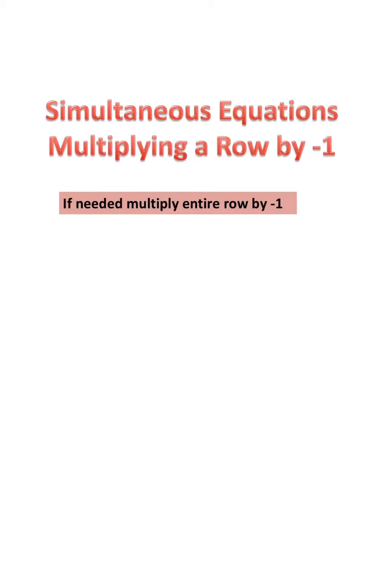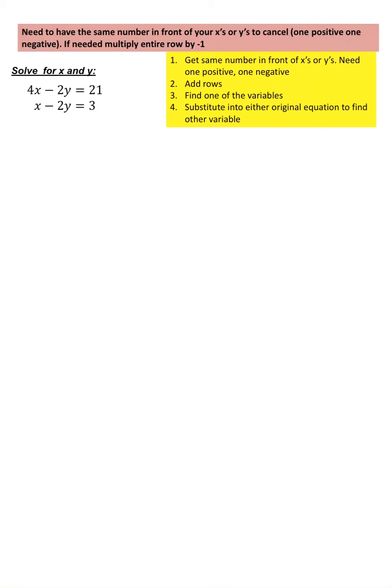In this video, I'm going to introduce you to simultaneous equations when you need to multiply a row by -1. In the previous video, we went straight to step 2 where we were adding the rows straight away. But you can see in this question, if I added the rows straight away, nothing would cancel. 4x and x would be 5x, minus 2y and minus 2y would be minus 4y.